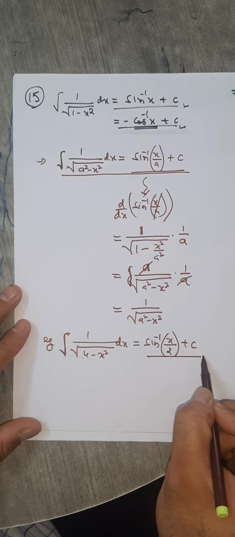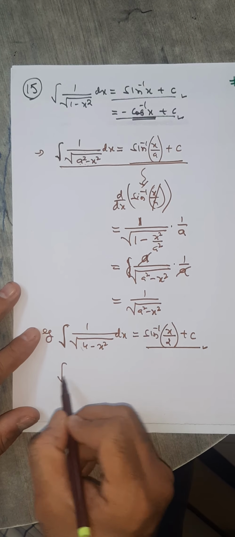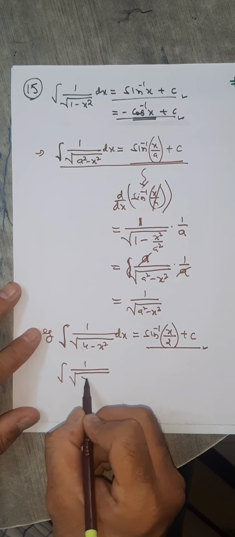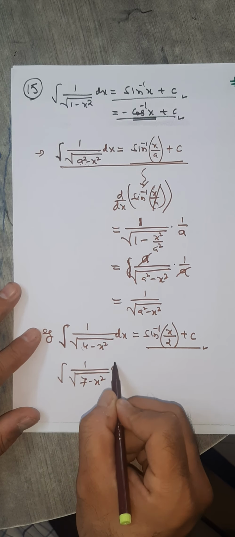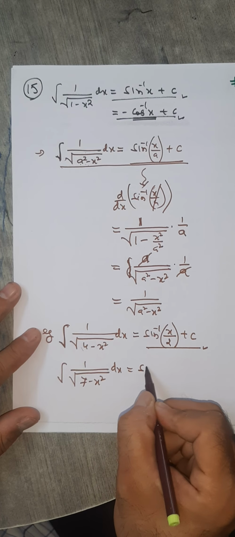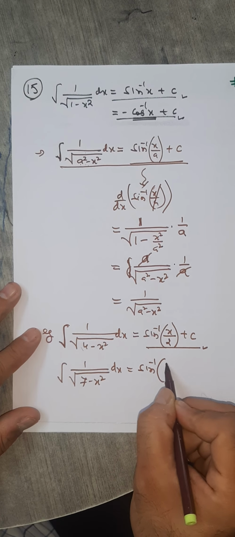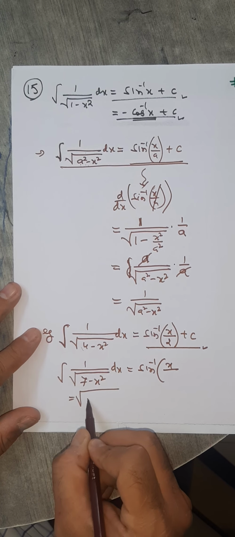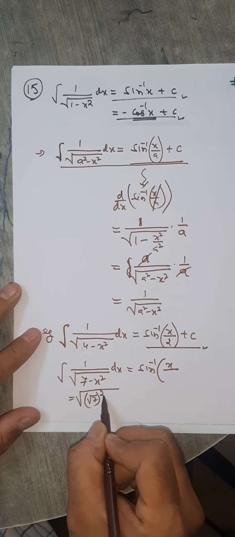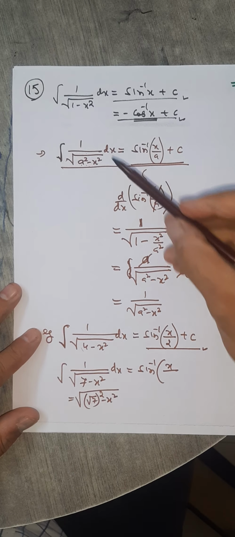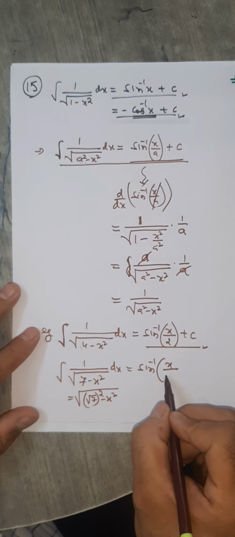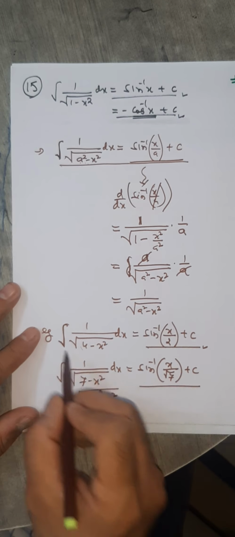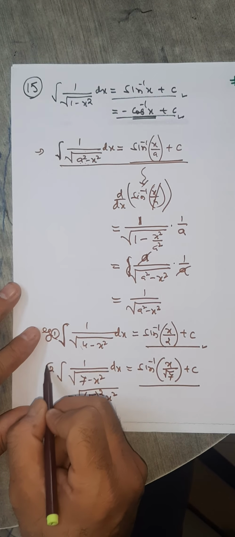This is the answer. One more, I want to answer, for example, 1 upon root of, let's write, 7 minus x squared. So how do I answer? Sine inverse x upon root 7; you can write it like this, root 7 the whole squared minus x squared. So it becomes this formula now. So sine inverse x by root 7 plus c, this is the answer. Right. Example number 1, example number 2.